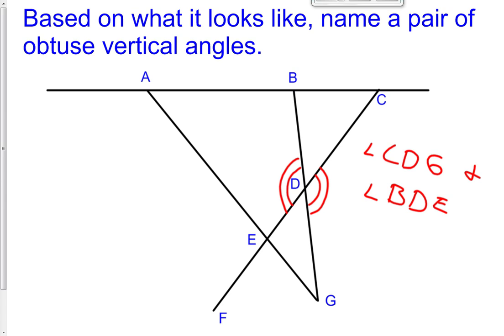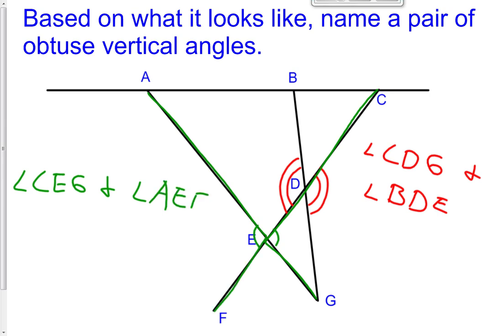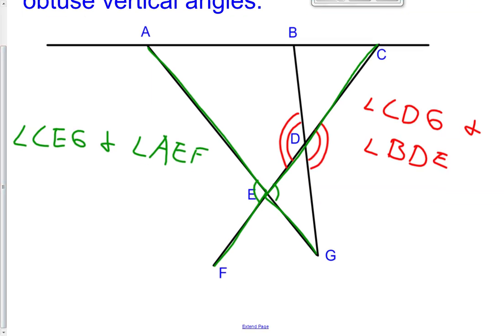You might have seen another one. If I would speculate, I would guess that this angle is vertical to this one. They're for sure vertical, and I would also speculate that they're obtuse. So that would be angle CEG and angle AEF. Those would be obtuse vertical angles.